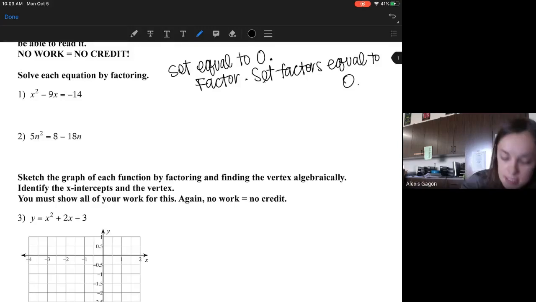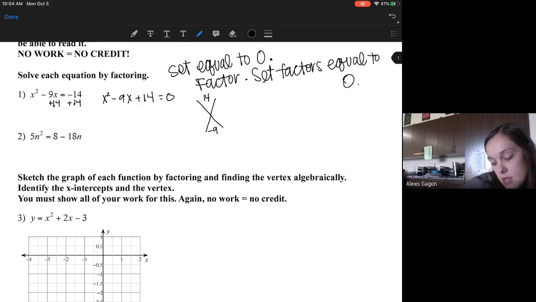Pretty easy. Like this one, I would just add the 14 over first because I want this to be set equal to 0. So I end up getting x squared minus 9x plus 14 equals 0. And then I can factor this. What multiplies to give me 14 and adds to give me negative 9? That's negative 7 and negative 2. So this will be (x minus 7)(x minus 2) equals 0.